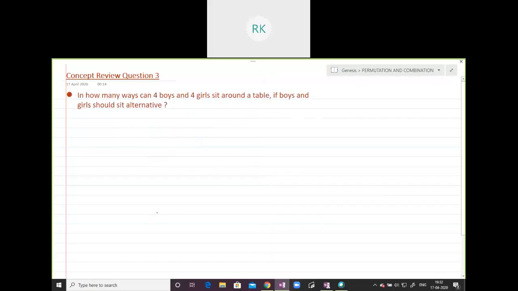In how many ways can 4 boys and 4 girls sit round a table if boys and girls should sit alternately? 4 boys, let's say B1, B2, B3, B4. How many ways can you rearrange the boys? There are 4 boys, and they can be arranged in their respective positions. So how many ways? 4 minus 1, 3 factorial ways.